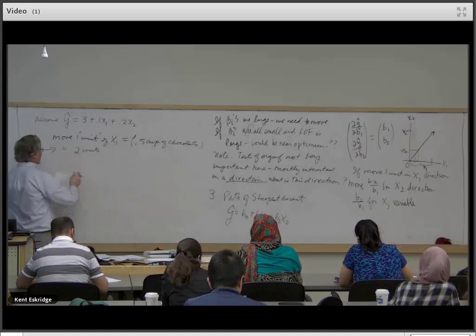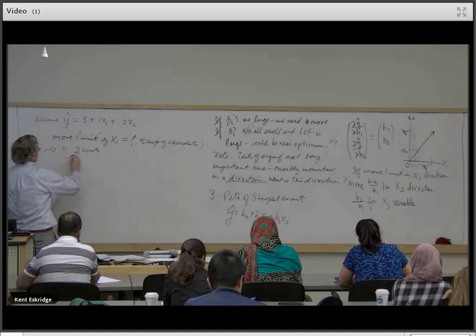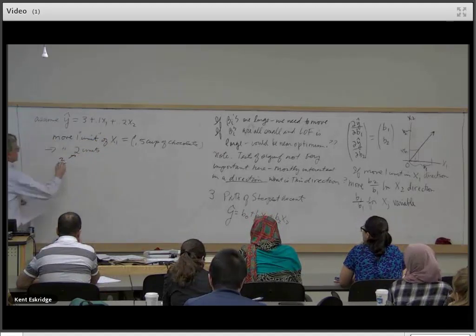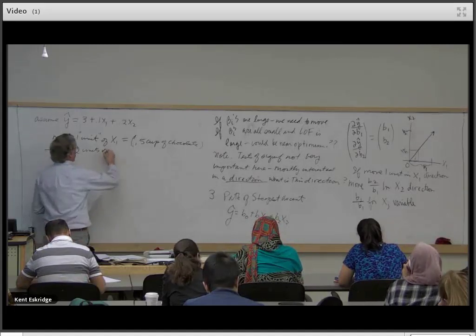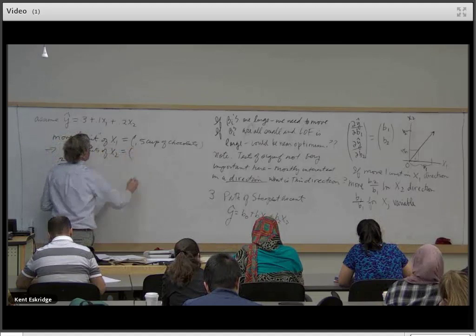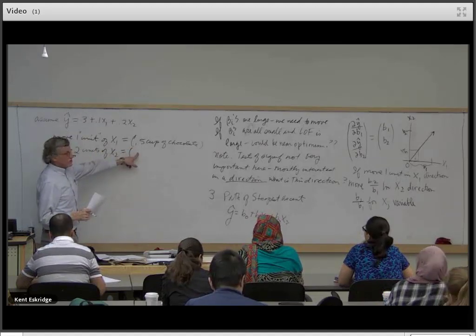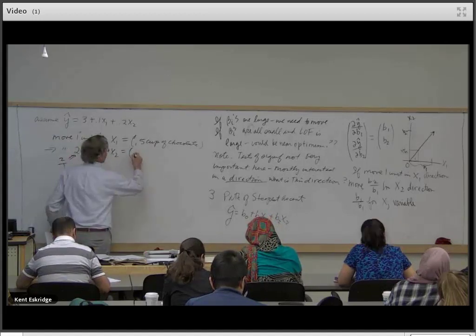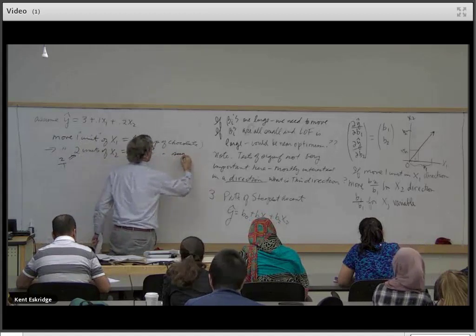And why did I move 2? It's 0.2 over 0.1, right? 0.2 over 0.1, so it's 2 units of x2. And how many cups is that? It's 0.5 cups of sugar too, because 1 unit is 0.25, so this is 0.5 cups of sugar.